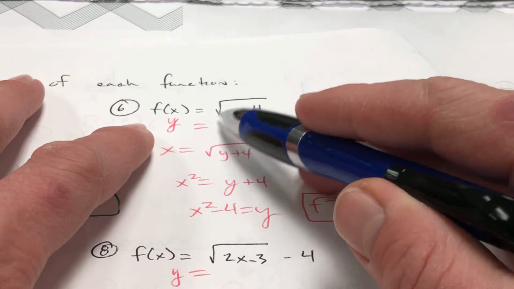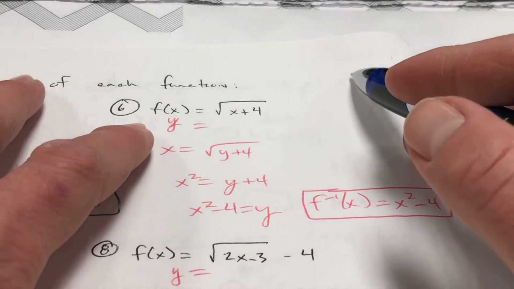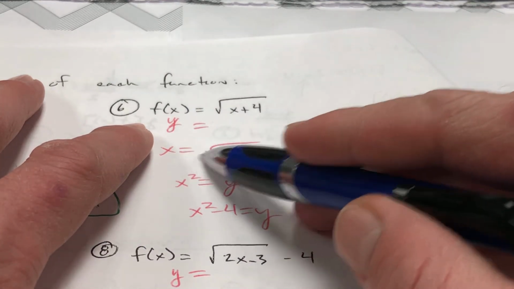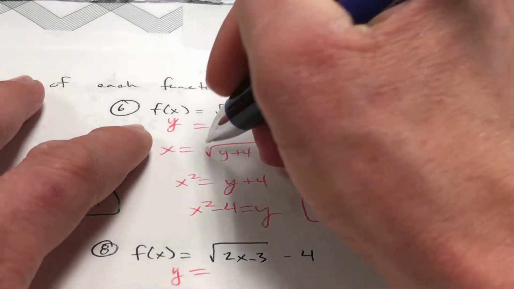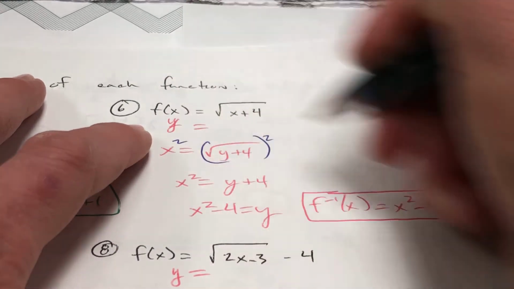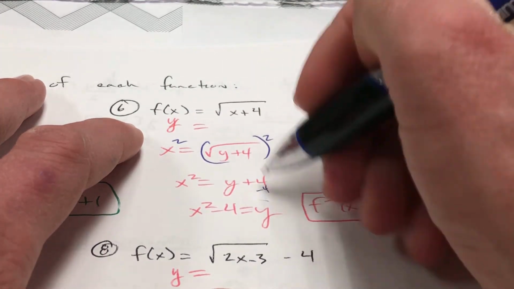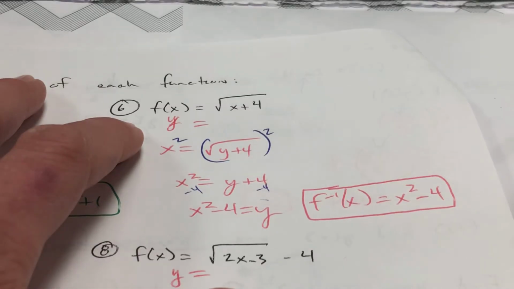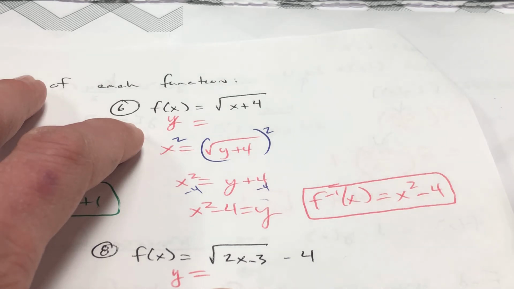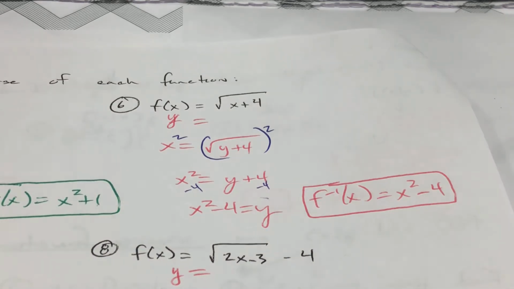All right, so y equals the square root of x plus 4. I switch x and y, so x equals the square root of y plus 4. I'm going to square both sides. And then I'm going to subtract 4 from both sides. x squared minus 4 is y, or f inverse of x is x squared minus 4.